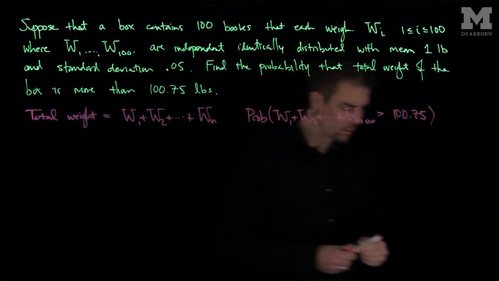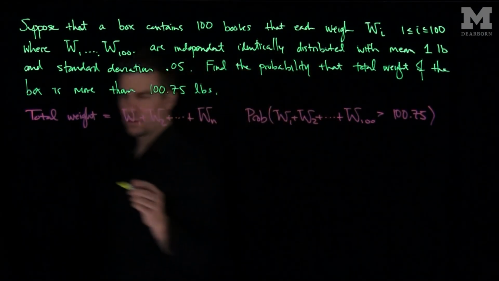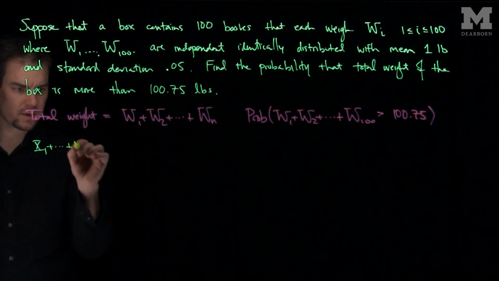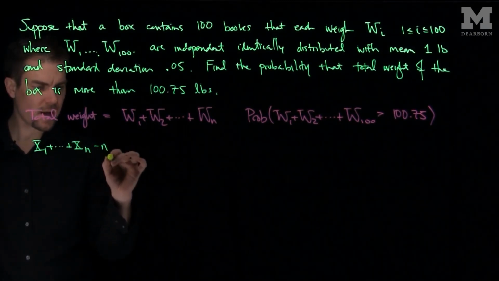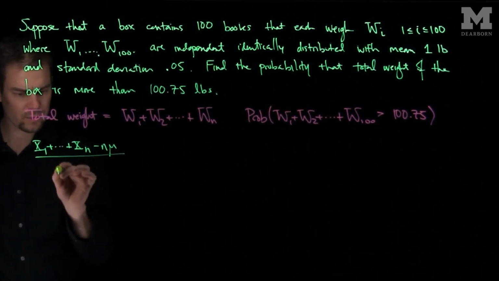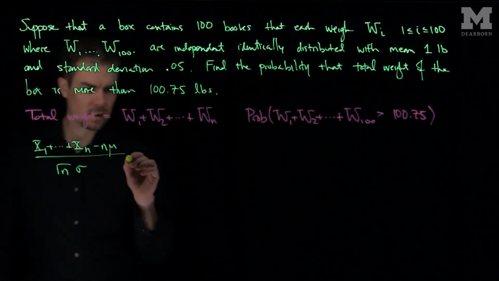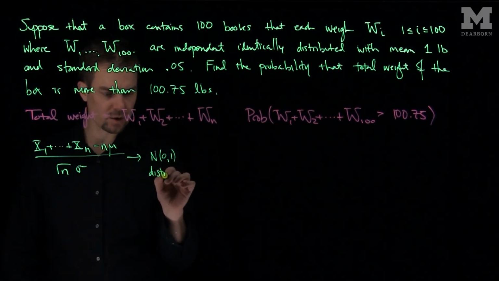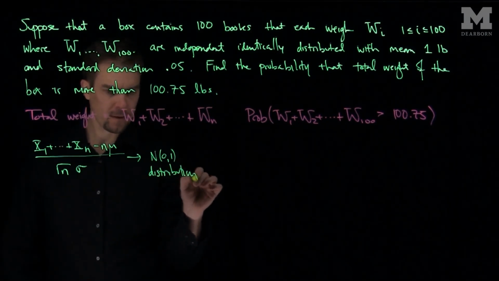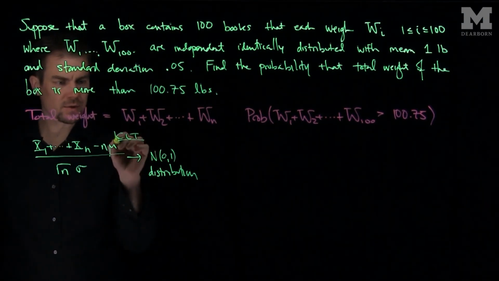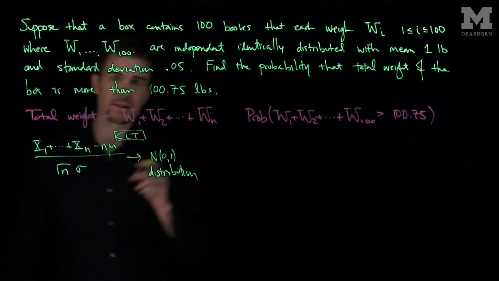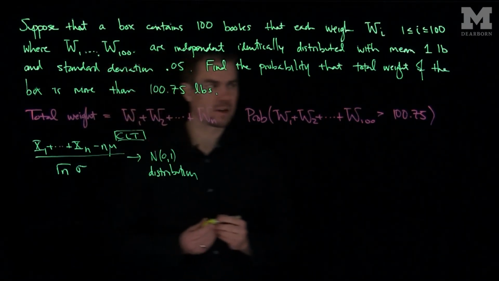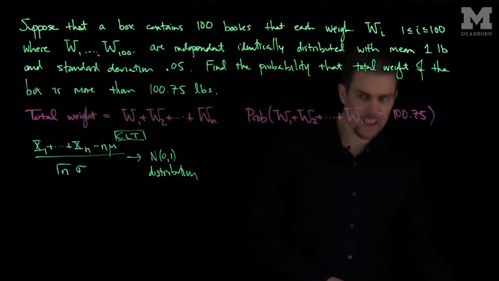Now we'll recall what the Central Limit Theorem states. It states that X1 plus Xn minus n times mu, over the square root of n sigma, converges to a normal 0, 1 distribution as n gets large. That's our Central Limit Theorem. The assumptions are that X1 through Xn is an IID sequence, mu is the common mean, and sigma is the common standard deviation.